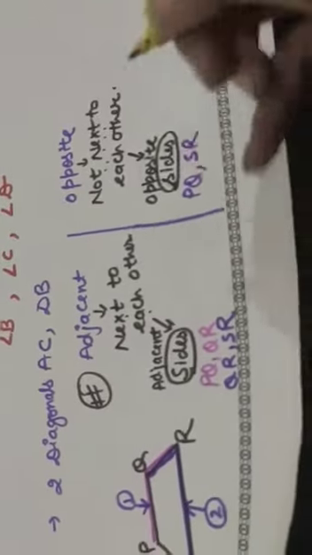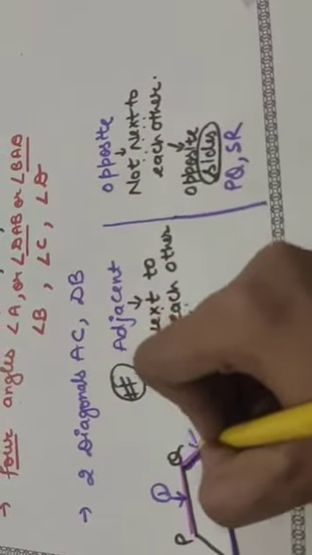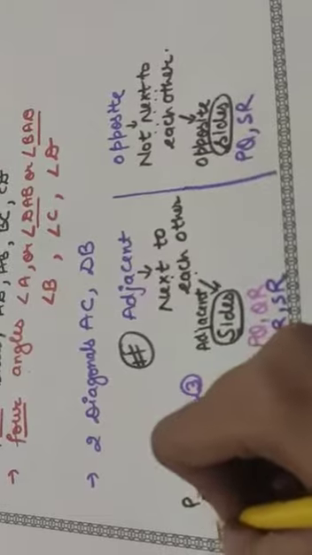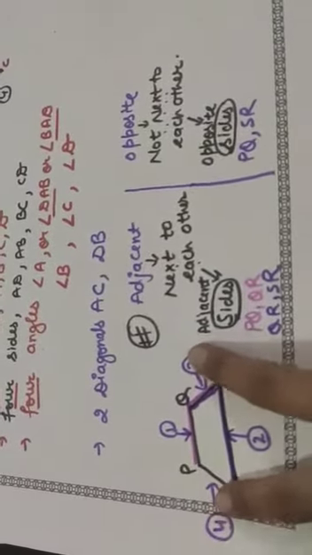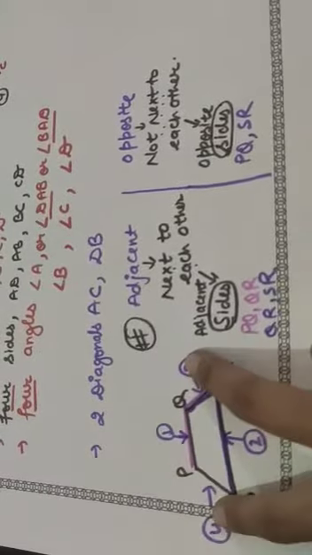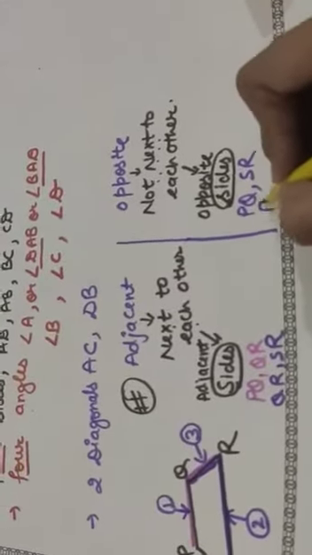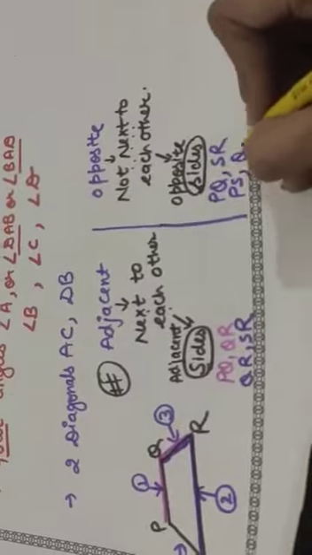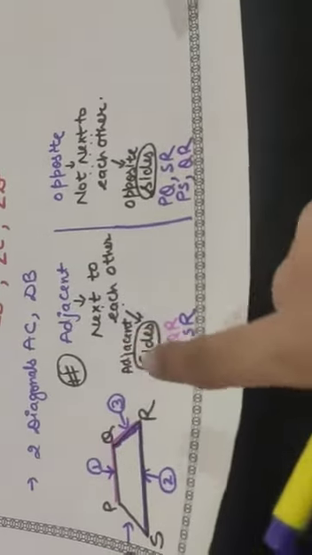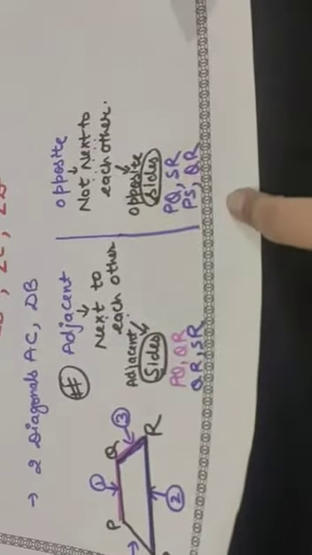Similarly, you can see that this QR side and this PS side are not next to each other. They are opposite to each other, so they are known as opposite sides. Which sides? PS and QR. So this is about the adjacent sides and opposite sides.